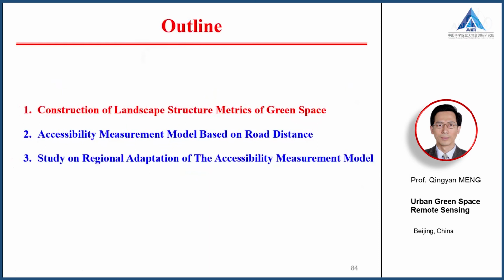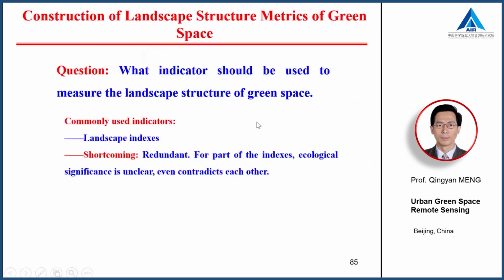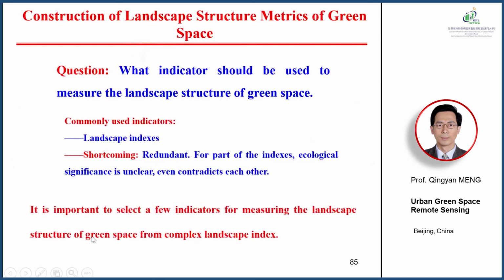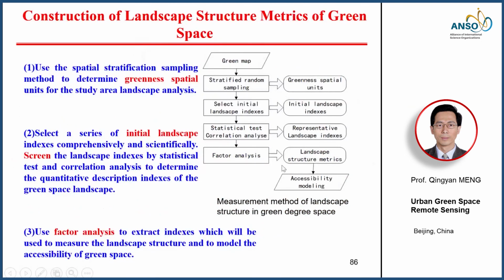Okay, and then which indicators should be used to measure the landscape structure of the urban green space? Commonly, the landscape index is used, and there are some shortcomings, such as redundancy. Okay, and it's very important to select effective indicators for measuring the landscape structure of the green space from the complex landscape. And this is the method, the measurement of the landscape structures.